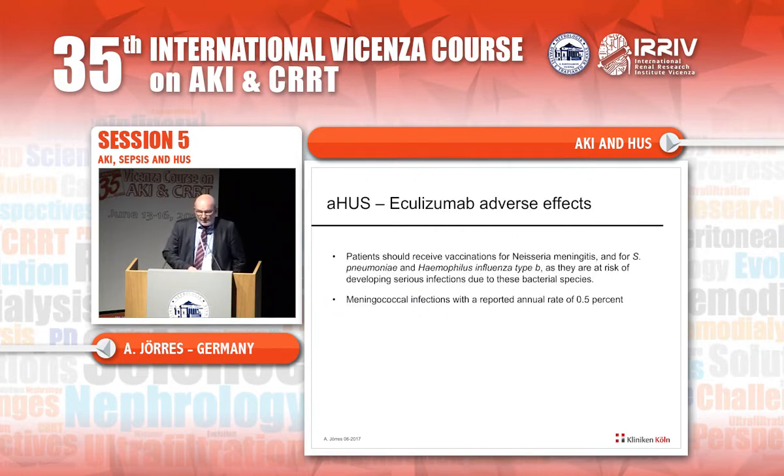There are, of course, some risks and adverse events possible. Patients should receive vaccinations for meningococci, but also for Streptococcus pneumoniae and Haemophilus, because they are at risk to develop serious infections with these species. And there is an annual rate of about 0.5% of meningococcal infections that can be observed.